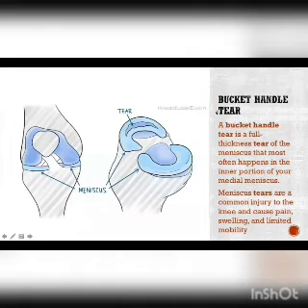What is a bucket handle tear? A bucket handle tear is a full thickness tear of the meniscus that most often happens in the inner portion of the medial meniscus. According to a textbook of orthopedics, bucket handle tears occur 3 times more often in the medial meniscus than the lateral one. Meniscus tears are a very common injury to the knee and cause pain, swelling, and less mobility to the knee joint.